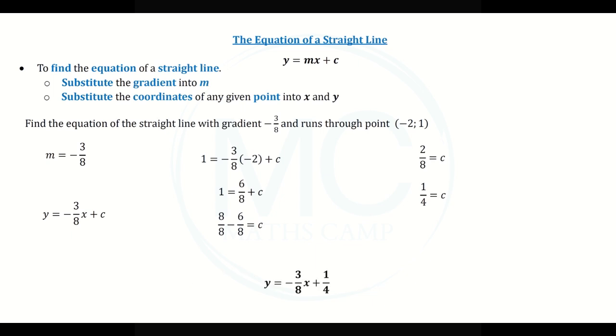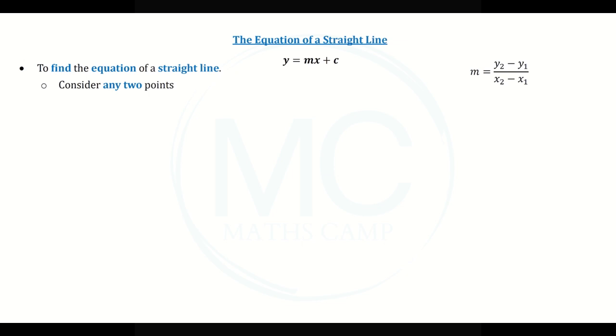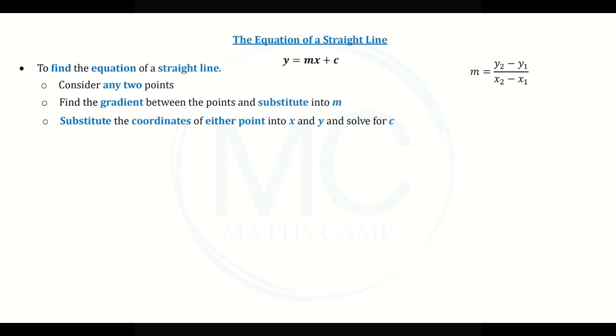But what happens if we don't have the gradient? We know from our previous videos on the gradient of a straight line that in order to find the gradient, all we need is 2 points, and we can use the formula m is equal to y2 minus y1 all over x2 minus x1. So to find the equation of a straight line, we need to consider 2 points. We find the gradient between these 2 points, and then we substitute it into m in the equation. Then we substitute the coordinates of either of the given points into x and y and solve for c.